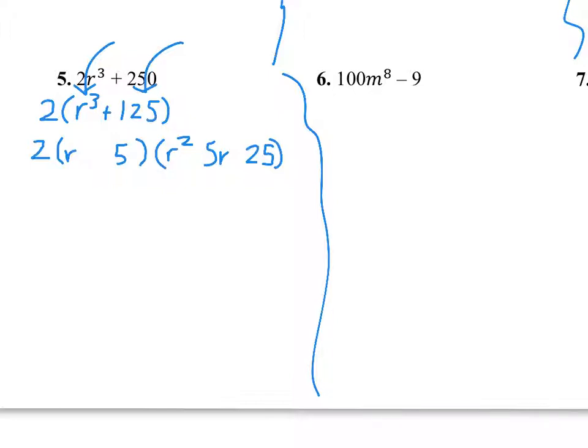The way you figure out the signs, you can use an acronym called SOAP, and you use this for sum and difference of cubes. So what that stands for is the first sign is going to be the same as the one you had in the problem. The second sign is going to be the opposite, and the last sign is always going to be plus. So same, opposite, and the last one is always plus.